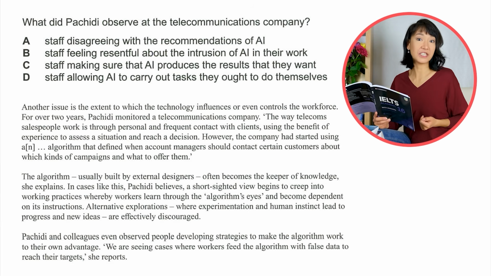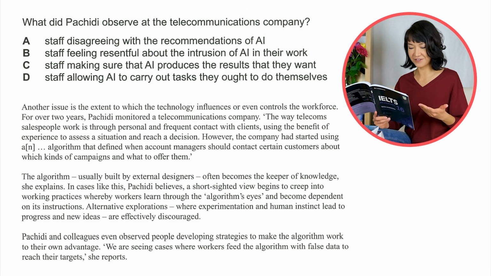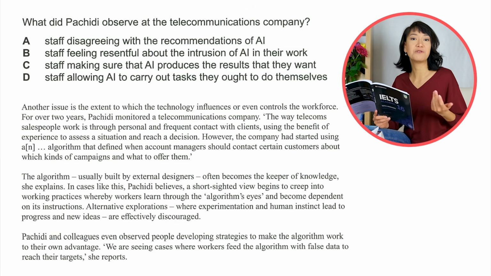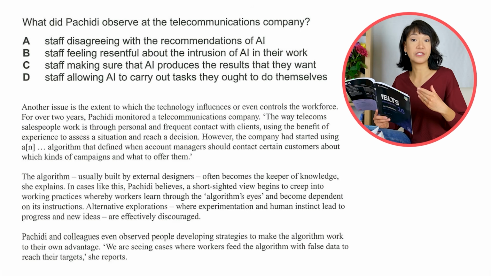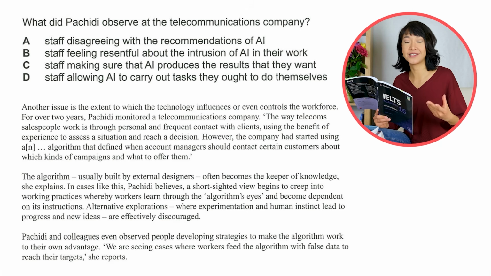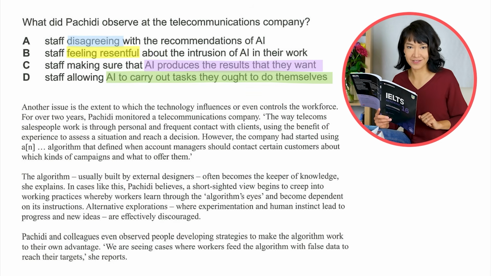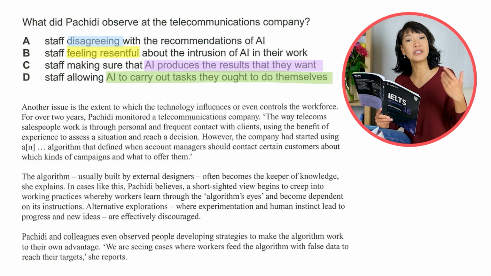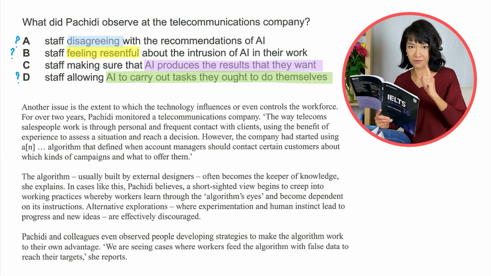Ready? What did Pachidi observe? Here, options are quite similar, so it may be helpful to find the differences. Staff disagreed with AI, artificial intelligence, felt resentful or bitter and angry, or they made sure AI produced the results they wanted, or they allowed AI to carry out the tasks instead of themselves. In this example, each option is not discussed in the passage. Rather, we need to read it all to get the general idea. I haven't found anything really about options A, B, or D, but we've got this.